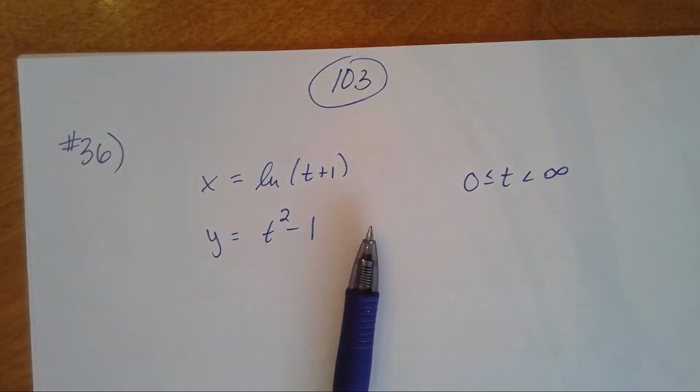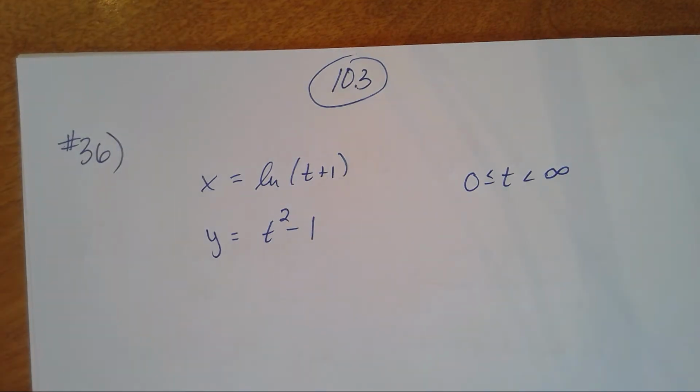10.3, number 36, we've got parametric equations, and we are supposed to find a Cartesian equation for a curve that contains the parameterized curve. So find the Cartesian, so just involving x's and y's, and then we're supposed to figure out what portion of the graph of the Cartesian equation is traced by the parameterized curve.